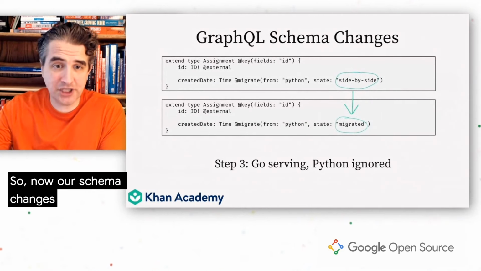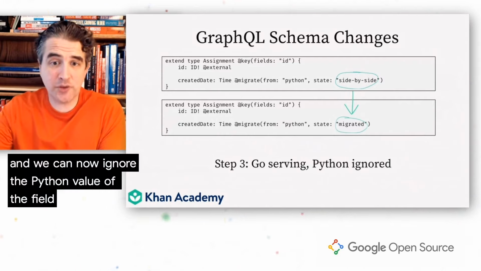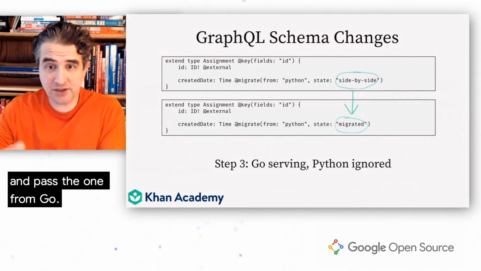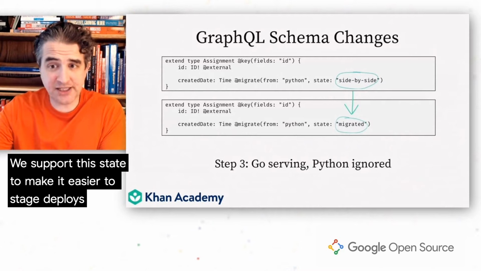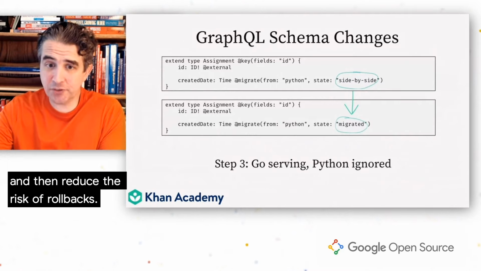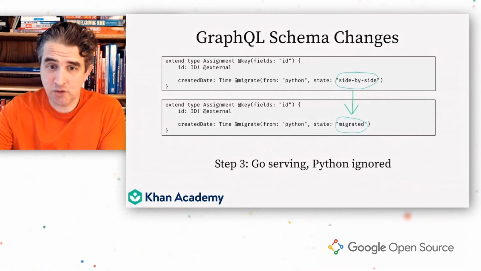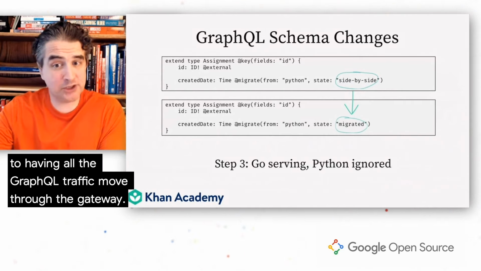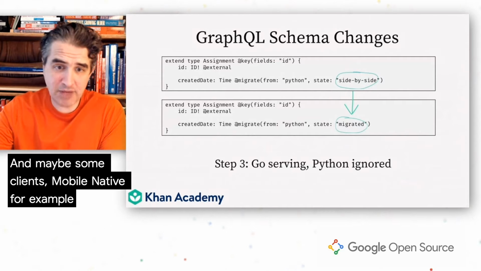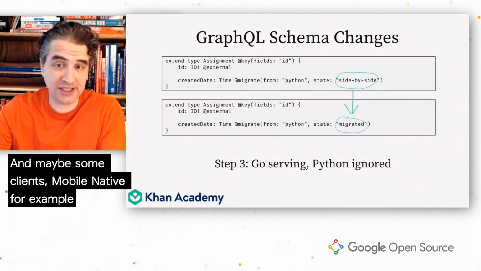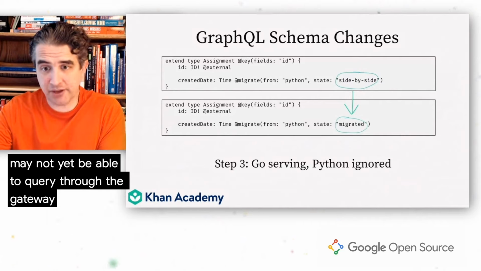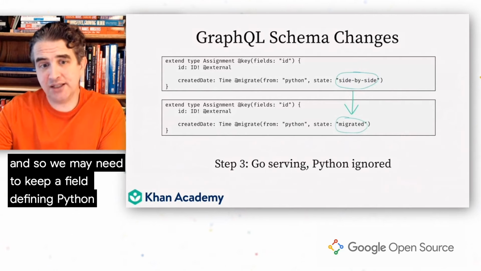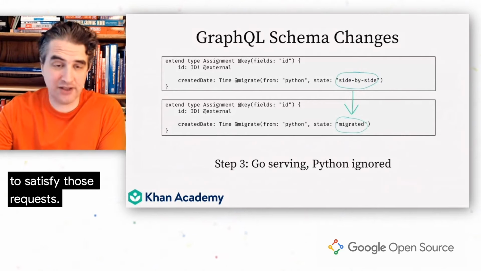So now our schema changes, and we can now ignore the Python value of the field and pass the one from Go. We support this state to make it easier to stage deploys and to reduce the risk of rollbacks. We also use this state as we are transitioning to having all the GraphQL traffic move through the gateway. It may be that some clients, mobile native for example, may not yet be able to query through the gateway, and so we may need to keep a field defined in Python to satisfy those requests.